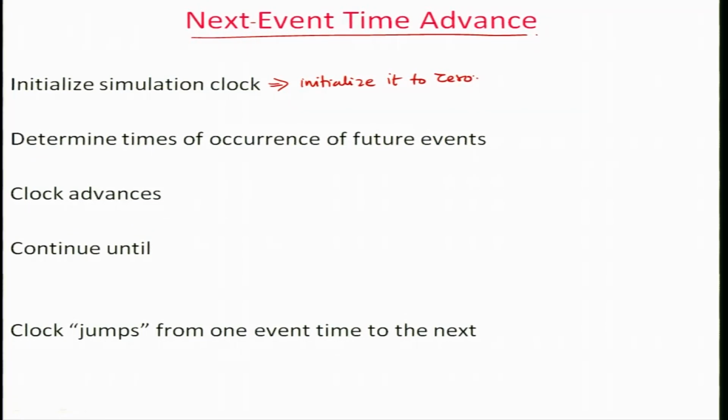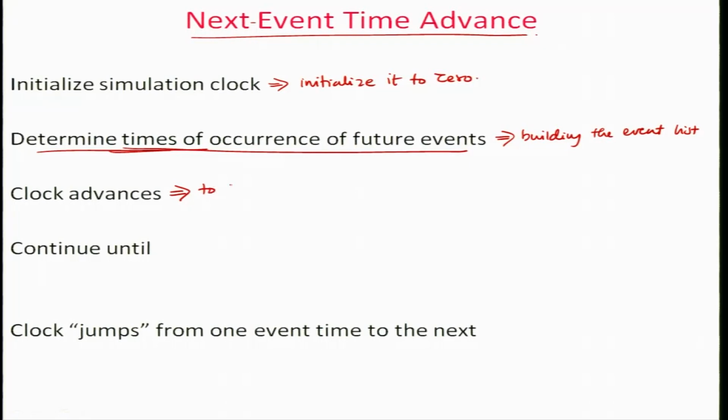Then, you start with the time t equal to 0. Then determine times of occurrence of future events. Okay, this is called building the event list. So you build the event list, and from there you determine the times of occurrence of the future events. Then what happens is the clock advances. Where does the clock advance? To the next or the most imminent event.